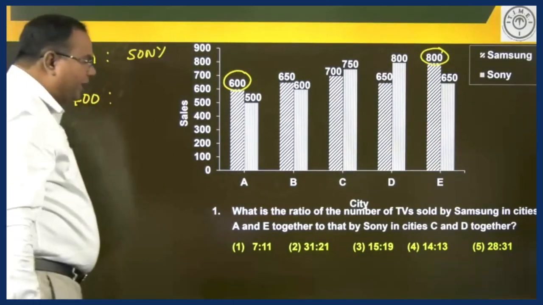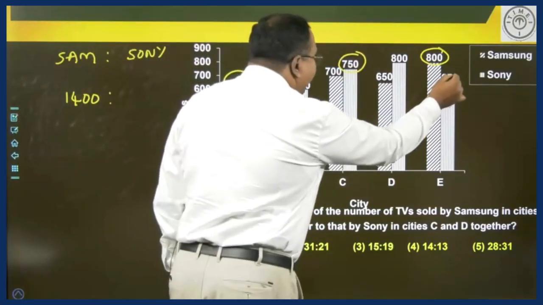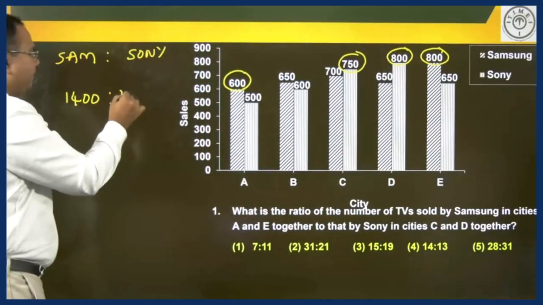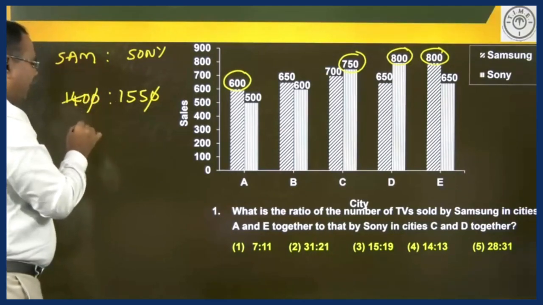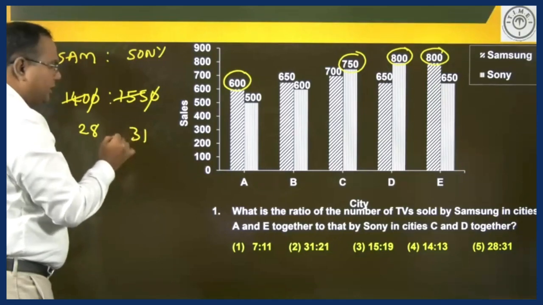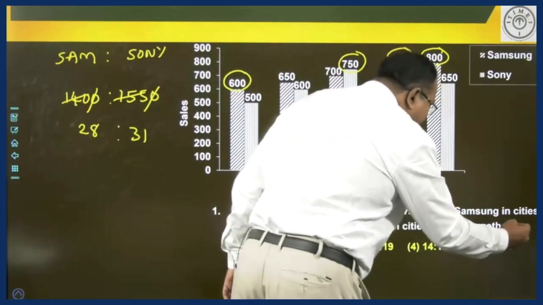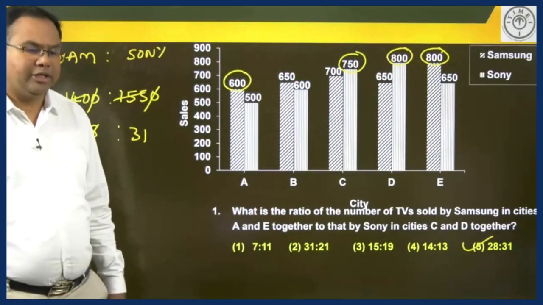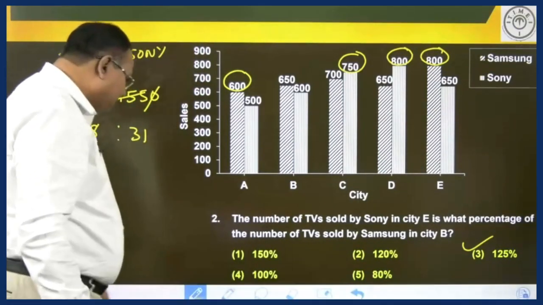Right. Sony in C and D. Sony in C is 750. In D, Sony is 800. So, 1550. Right. So, if I simplify, 5 is a common number, 5 28s, 5 31s. So, what is the ratio? 28 is to 31, it is present in choice 5. Right. Let us move to the next question.